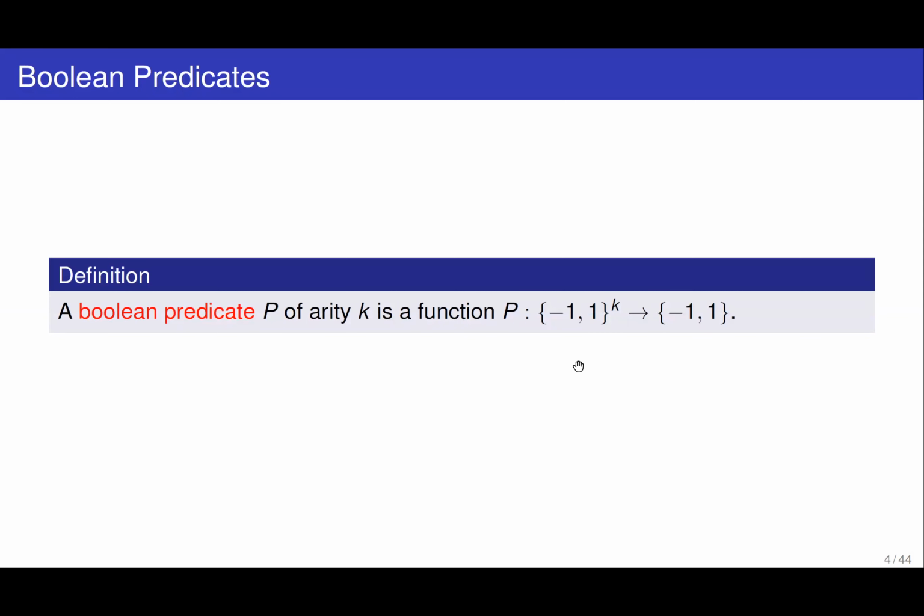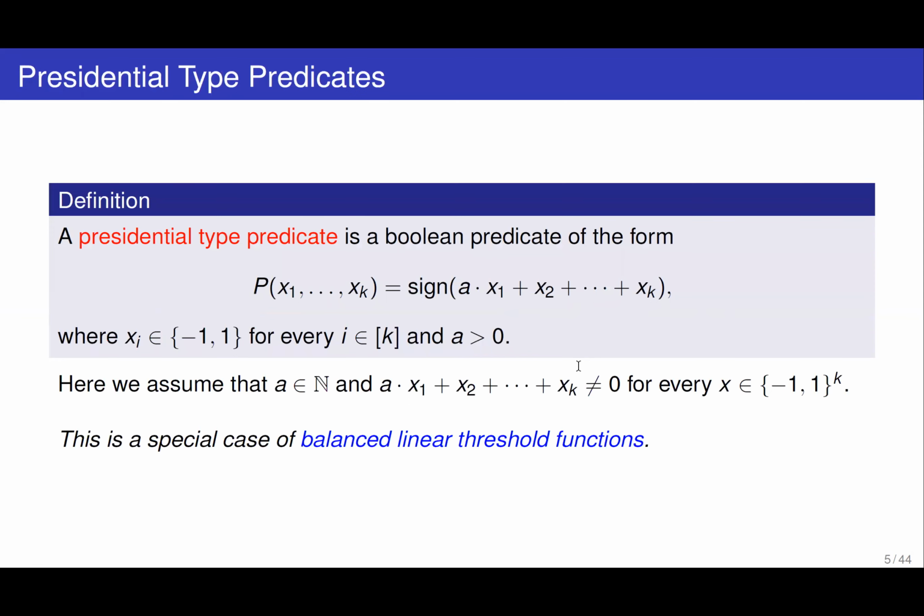So first of all, a Boolean predicate P of arity k is a function that maps an element from {-1, 1}^k to {-1, 1}. A presidential type predicate, which is the topic of this talk, is a Boolean predicate of the form sign of (a times x1 plus x2 plus ... plus xk). Here we assume that a is a natural number, and this linear sum is never zero for every input x.